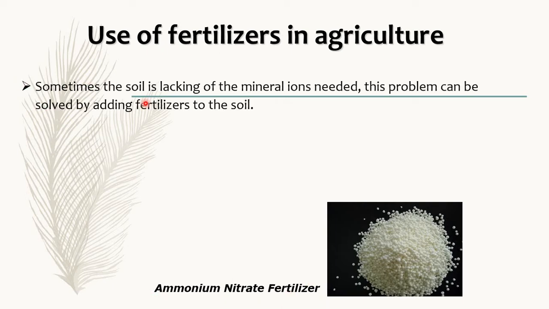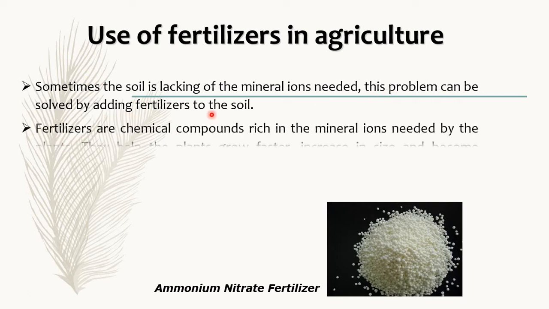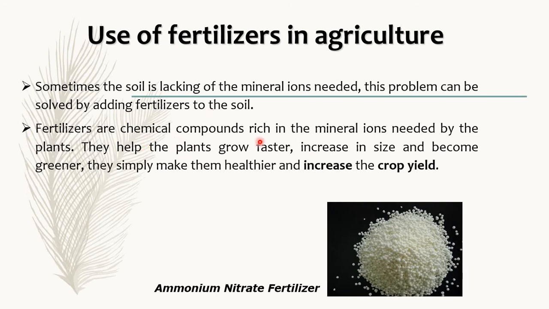Sometimes the soil is lacking the mineral ions needed. This problem can be solved by adding fertilizer to the soil. Fertilizers are chemical compounds rich in the mineral ions needed by the plants. They help the plants to grow faster, increase in size, and become greener. They simply make them healthier and increase the crop yield.